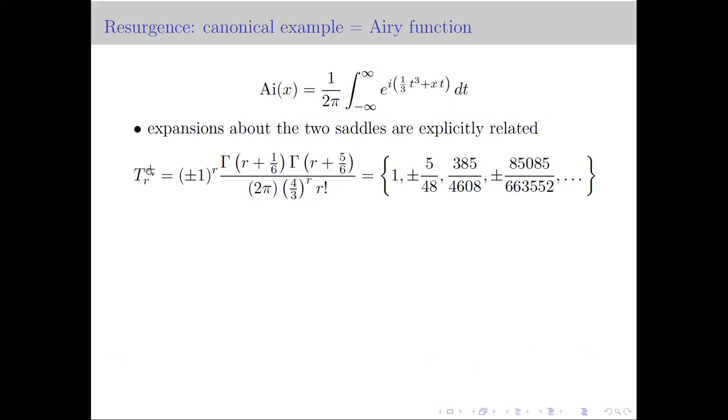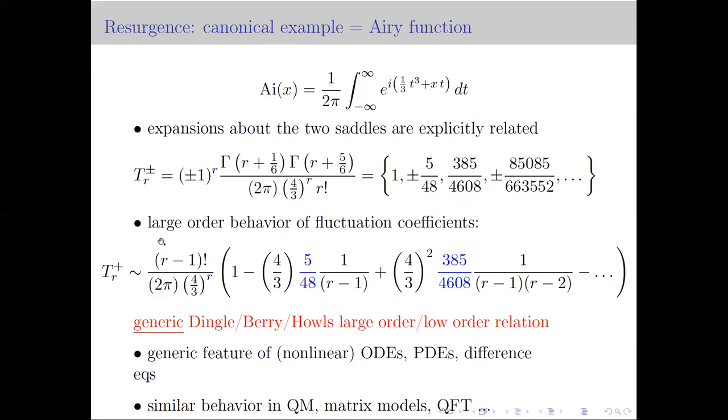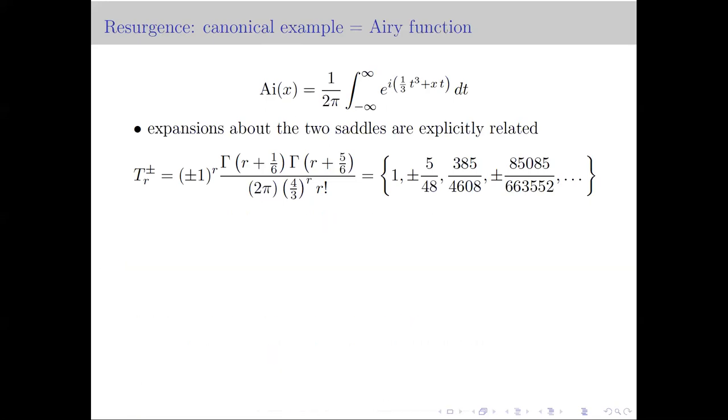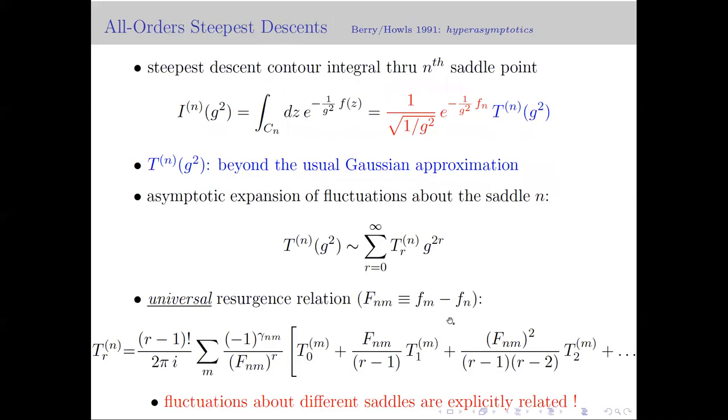Now we can pick one of the plus minus refers to these two saddle points. So let's look at the large order in R behavior at the plus saddle point. So you see there's a one over R factorial. So the leading growth is indeed R factorial. And you can write it like this, prefactor. There's a 4/3 to the R. And now remember, the action at one of these is 2/3, and the other one is minus 2/3. So that 4/3 is exactly this difference of the actions between the two saddles.